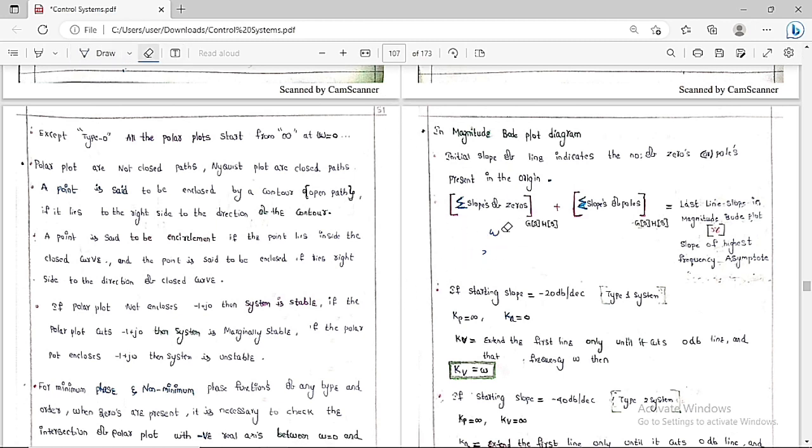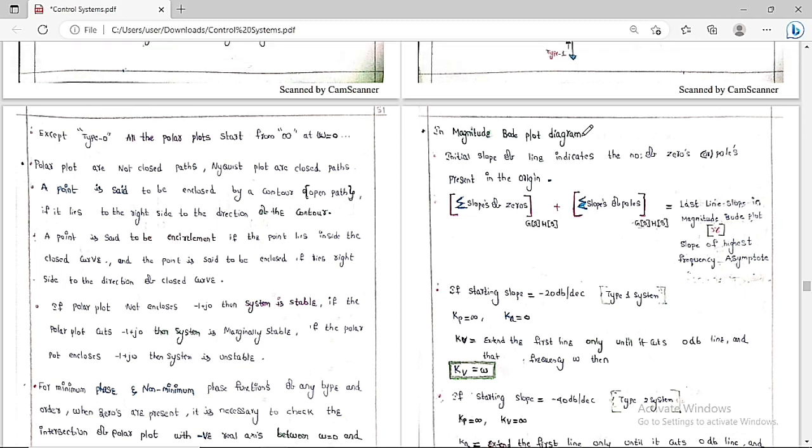So therefore you can solve this type of question in a fraction of a second. These are the important points here. Now the next point is in the magnitude Bode plot diagram. In the magnitude Bode plot diagram, the initial slope of the line indicates the number of zeros or poles which are present at the origin.